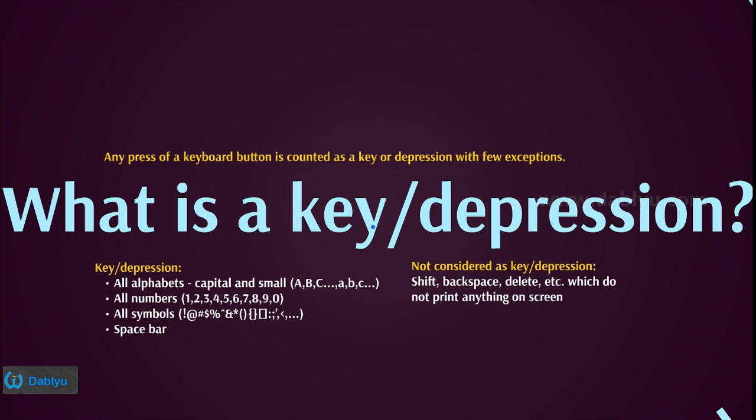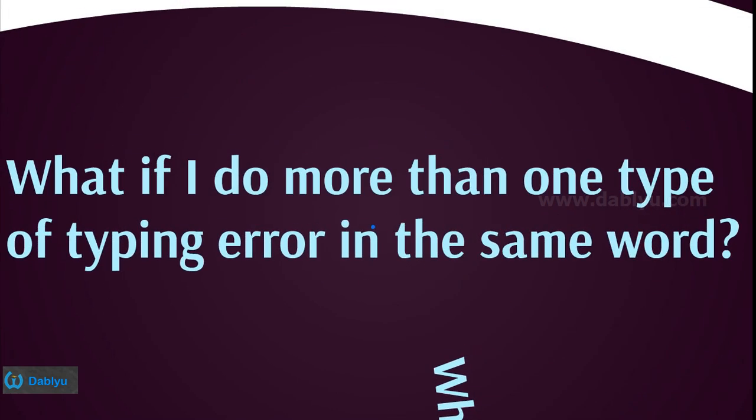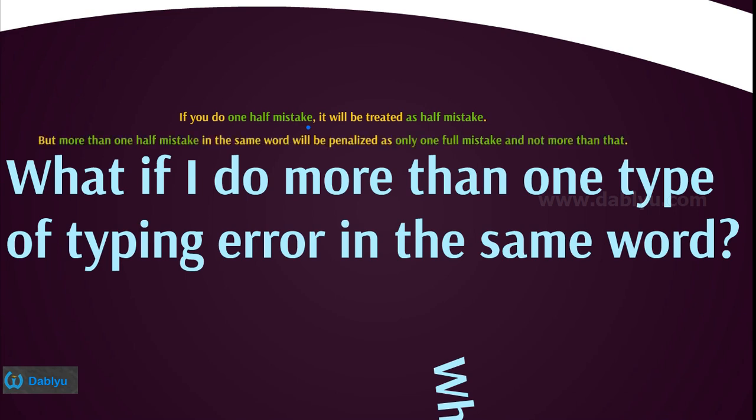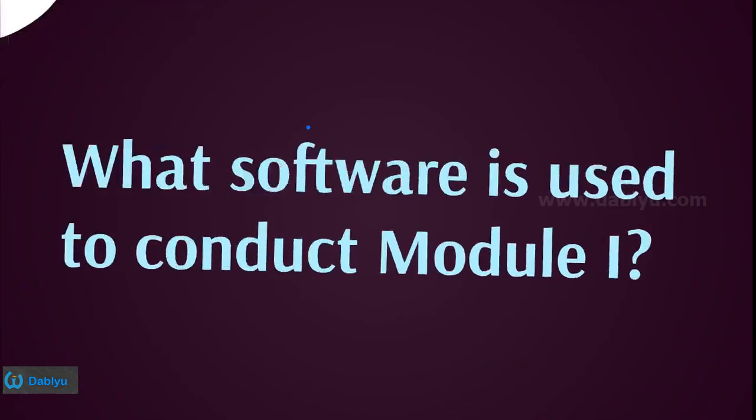Fine. Now let's get into the next question. What if I do more than one type of error in the same word, right? So if you do one half mistake, it will be treated as half mistake. But if you do more than one half mistake in the same word, and however many other mistakes you do in the same word, it will be treated as only one full mistake and not more than that. So in one word, the maximum penalty is one full mistake. Fine.